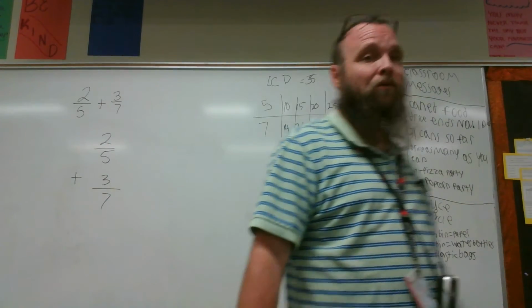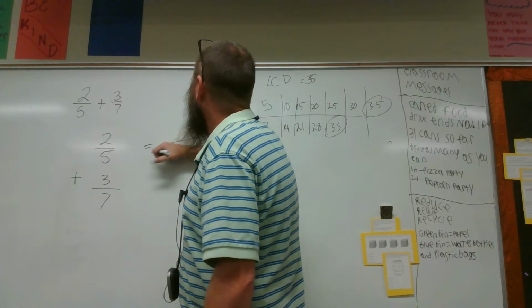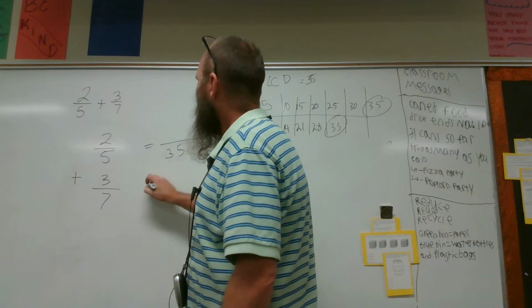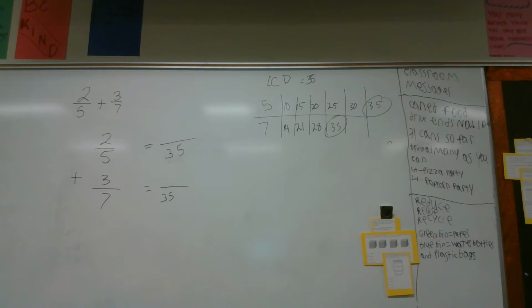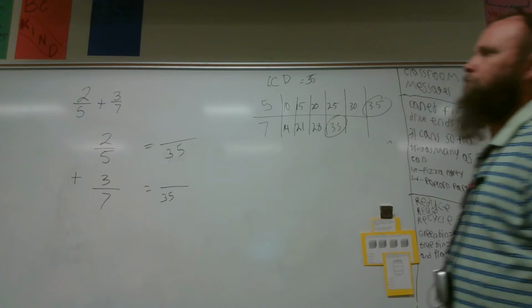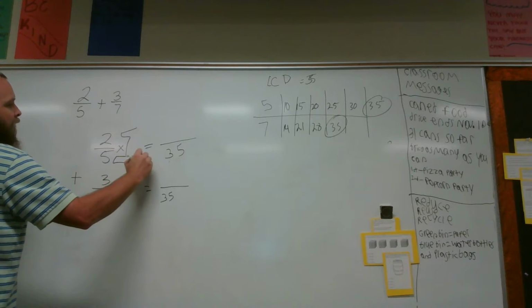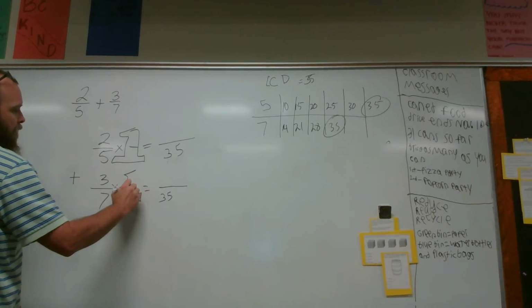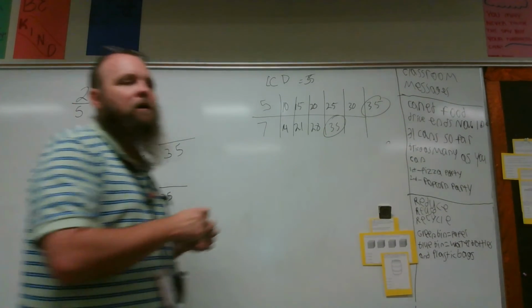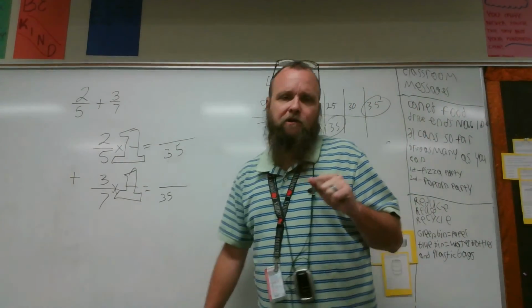So now we need to change both of these fractions without changing the value so that they have denominators of 35. Which means I need to multiply 2/5 by a fraction that equals 1. I need to multiply 3/7 by a fraction that equals 1 so that I don't change the value. I don't want to change the value.